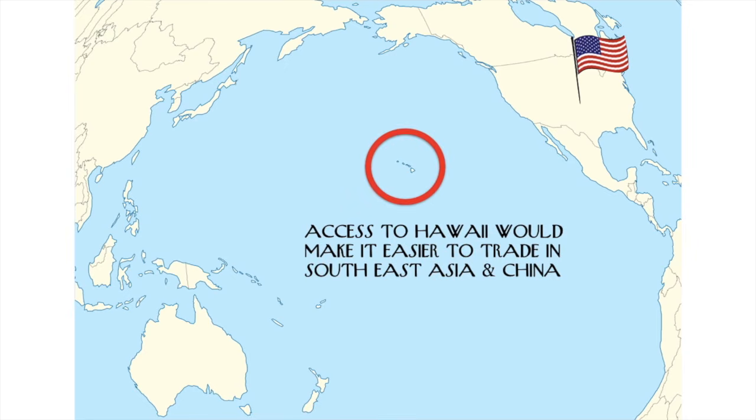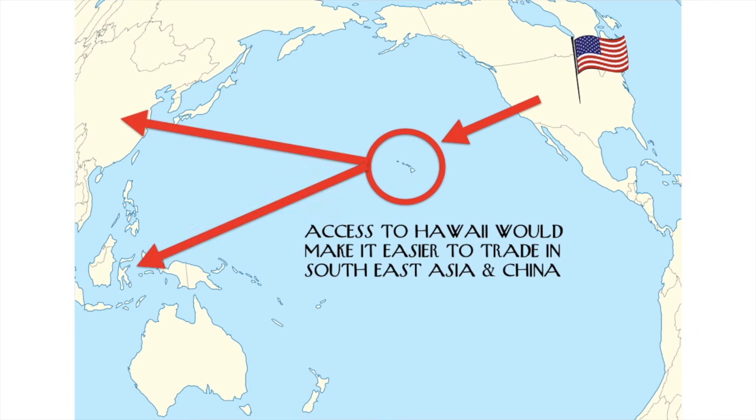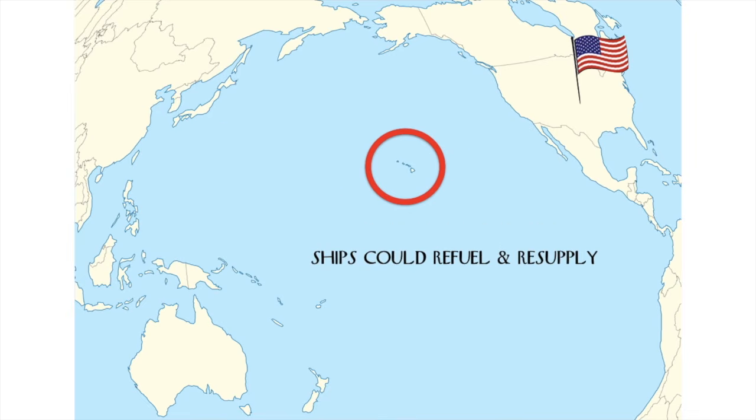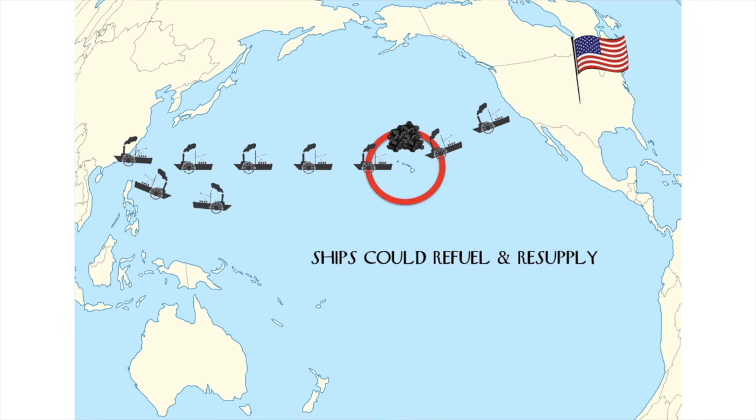Access to Hawaii would make it easier to trade in Southeast Asia and in China, as American manufactured goods could be exported for sale and more easily transported to other parts of the world, the emerging markets in Southeast Asia. Hawaii could act as a refueling station and resupply station for American ships traveling to Asia, stopping in Hawaii, reloading with coal, moving on to Southeast Asia, and then returning would make it much easier, allowing the United States to dominate trade and transportation in the Pacific.